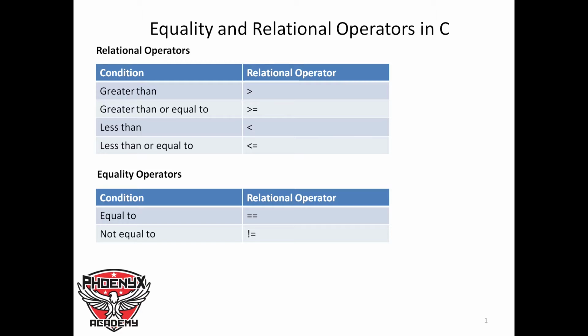As you can see, we have the greater than operator and its equivalent in C. We have greater than or equal to, and this is its equivalent in C. Less than or equal to, as well as the equality operators equal to and not equal to.